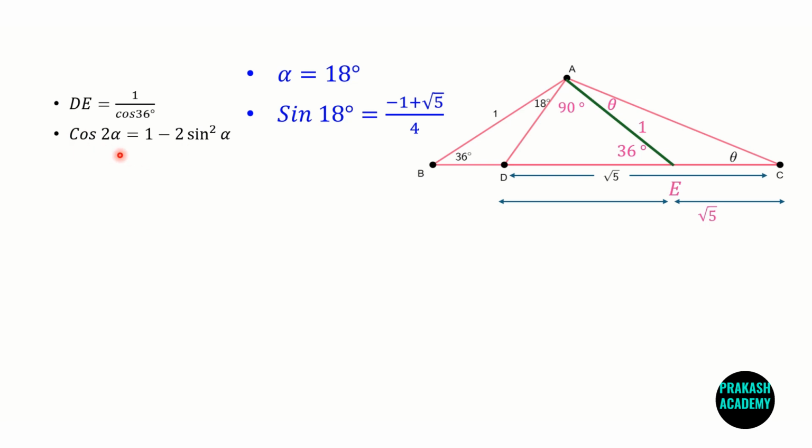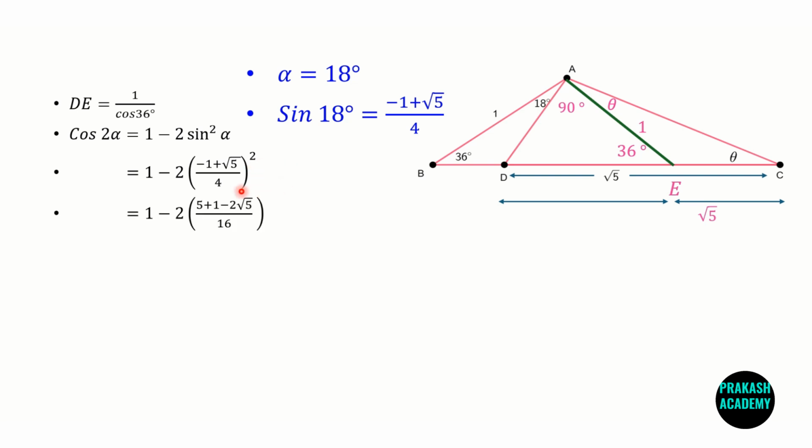So we have this identity: cos 2 alpha is equal to 1 minus 2 sin square alpha. If I use this identity, I can get the value of cos 2 alpha. So this is 1 minus 2 times sin square alpha. Sin 18 degrees is minus 1 plus root 5 divided by 4. So this value is here, and whole square of this value.